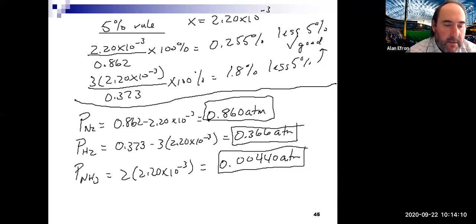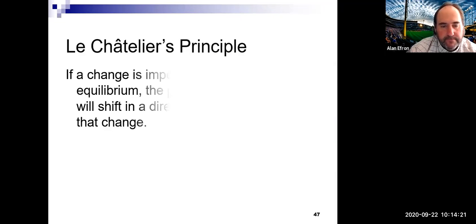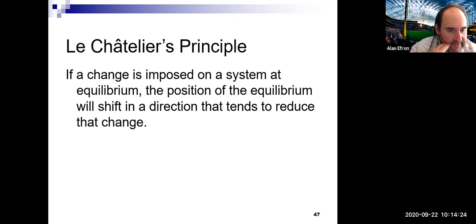Okay. So the last thing we're going to talk about then in this chapter is Le Chatelier's principle. So let's talk a little bit about that. Basically the idea behind Le Chatelier's principle is you have a system that's at equilibrium. So again, you have something going back and forth at the same rate, and it's all happy. But then you do something to the equilibrium to mess it up.